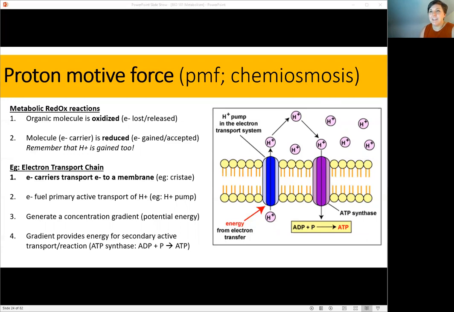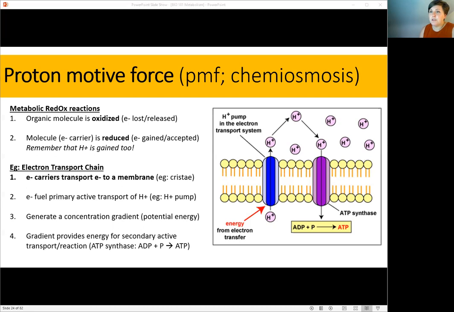Once the carriers get to a membrane, they release the electrons and hydrogens. The electrons are used as energy to fuel the pumping of hydrogens to one side of the membrane. Eventually, this leads to the formation of a concentration gradient, a ton of hydrogens on one side of a membrane. Recall that concentration gradients are a robust source of cellular potential energy. This is the energy that can be used to phosphorylate ADP into ATP.